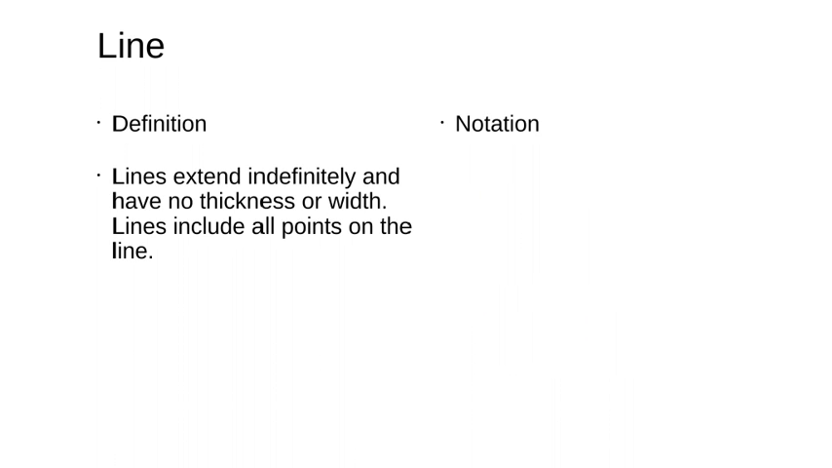The next definition is a line. Lines extend indefinitely, that means forever and ever in both directions, and they have no thickness or width. A line includes all points on the line. So if you have a line, let's pretend that's straight, this line will go left forever and ever, and it will go right forever and ever, and any point on here, any of these, would be points on the line.